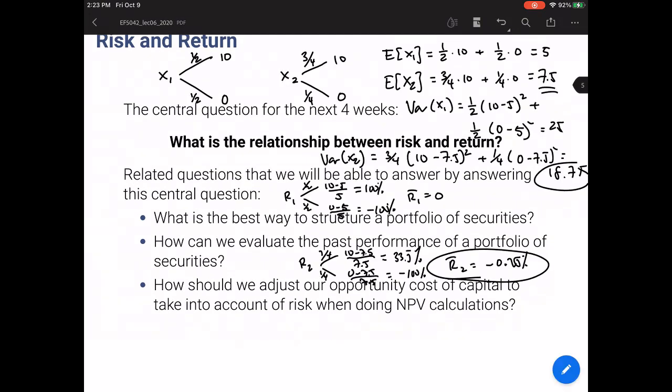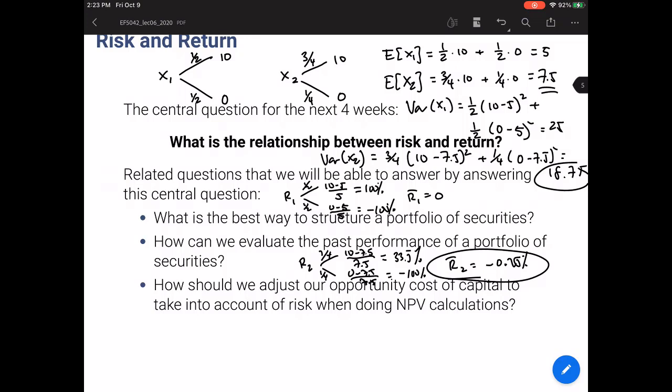And so for the next few slides, I'm just going over these definitions. What is the expected value? What is a probability distribution, and what is variance capturing, which is our primary way of viewing risk in this class.